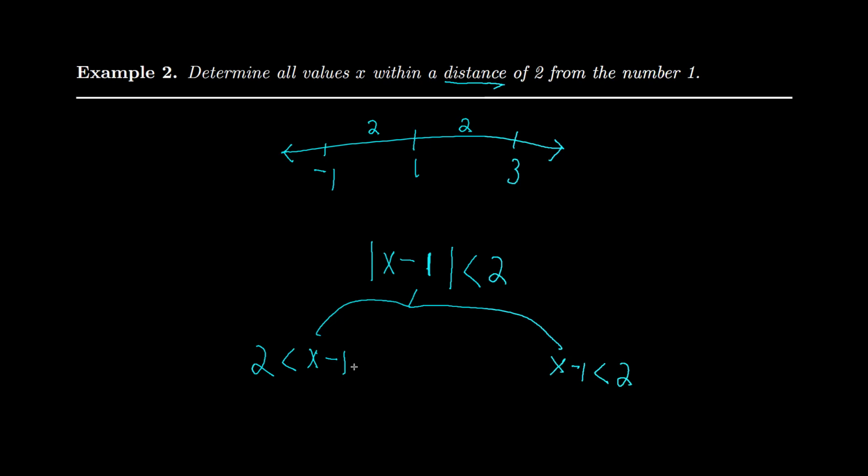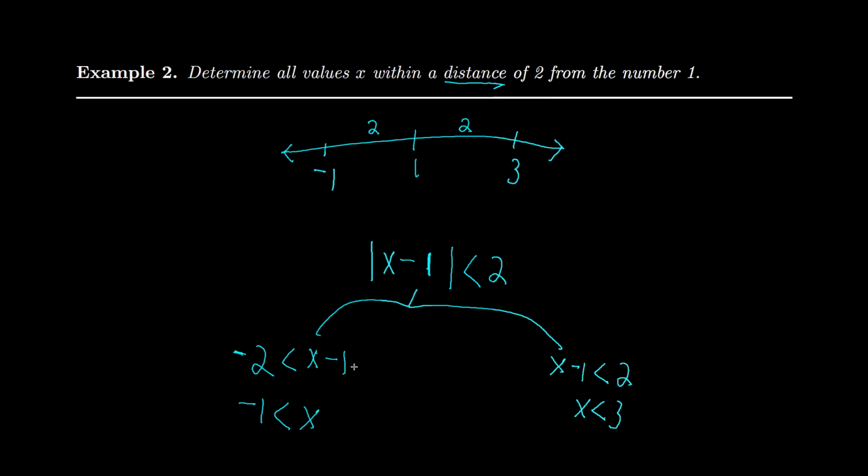And when I say 2, I mean negative 2. So we have x minus 1 bigger than negative 2, but x minus 1 is also less than 2. And if you solve each one of these, you will see pretty clearly exactly what it is that we're talking about. So we add 1 to both sides, and we get negative 1 less than x. And we add 1 to both sides over here, and we get that x is less than 3. So we're going to be between 3 and negative 1.